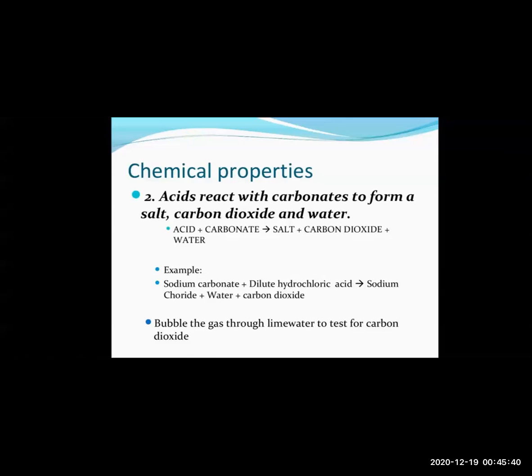Bubble the gas through lime water to test for carbon dioxide. If a substance contains carbon dioxide, we can see the bubbles. In Thums Up and Mirinda, when you open the lid of the bottle, you can see the bubbles. Why are these bubbles there? Because carbon dioxide is present in the solution. So you can see the bubbles in the form of gas. This is the second chemical property.